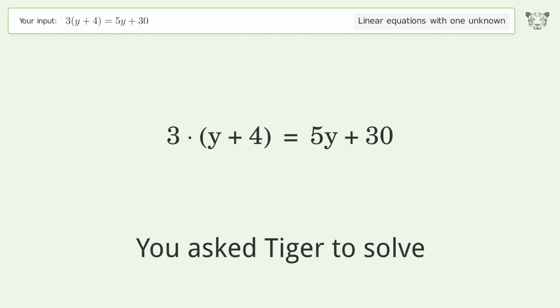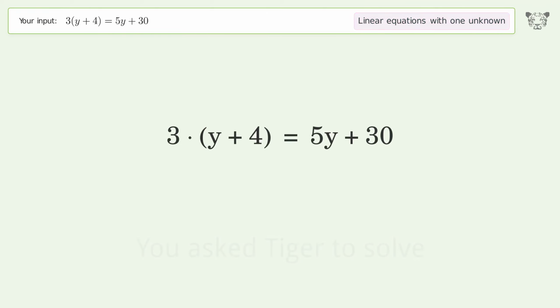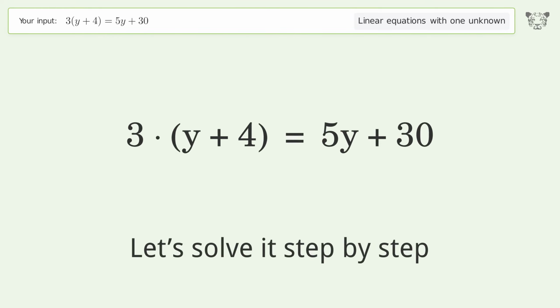You ask Tiger to solve. This deals with linear equations with one unknown. The final result is y equals -9. Let's solve it step by step.